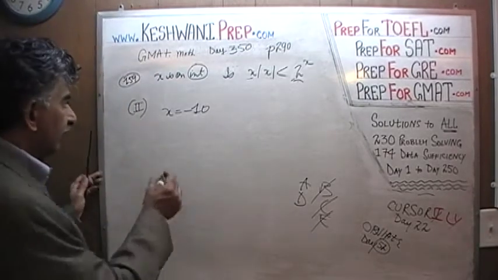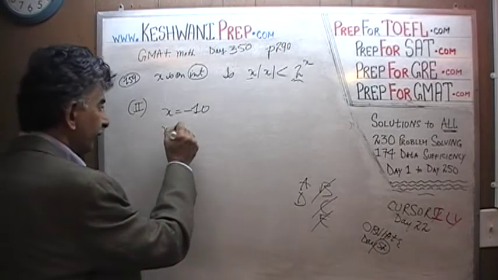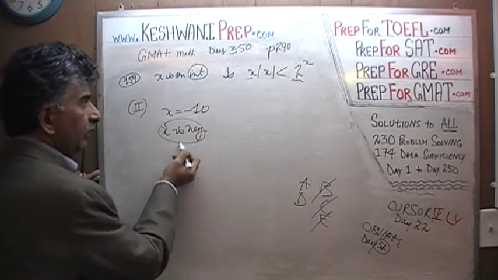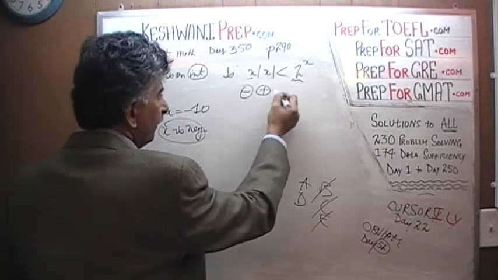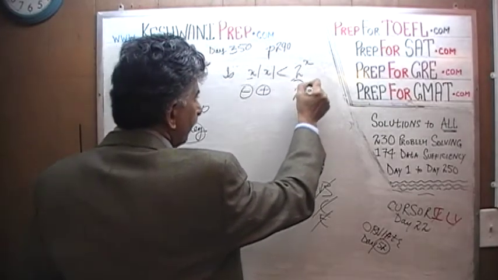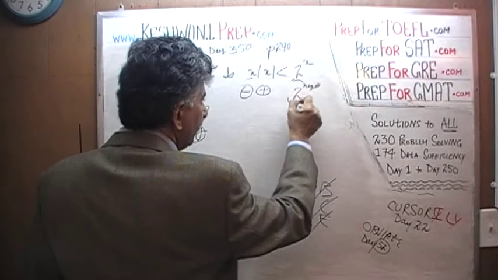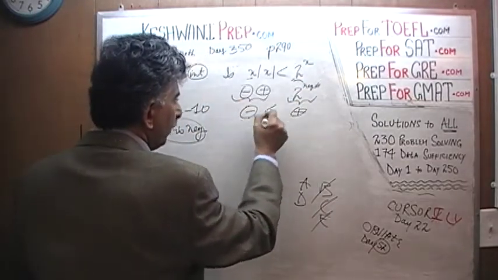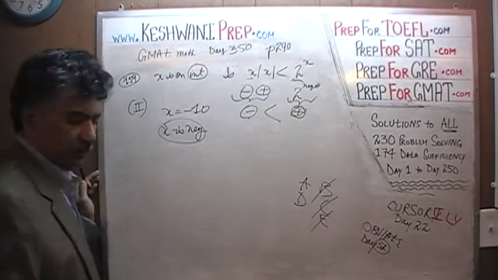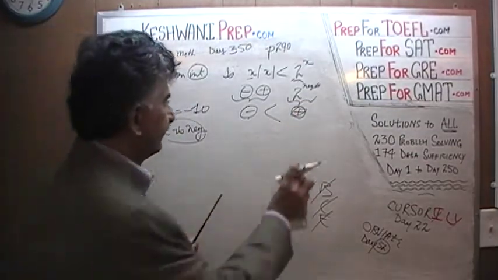We realized that as long as x is negative, then this quantity is going to be negative, absolute value of x is going to be positive, and 2 raised to a negative number will be positive, and therefore the product of these two will be negative, and negative will always be less than a positive quantity.